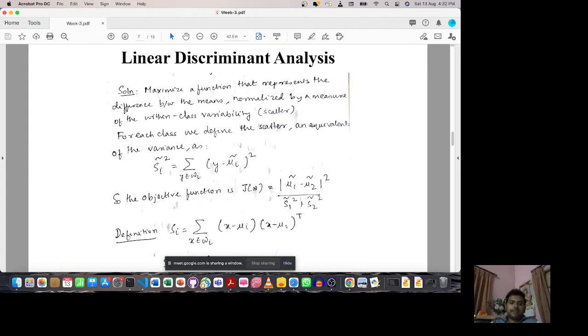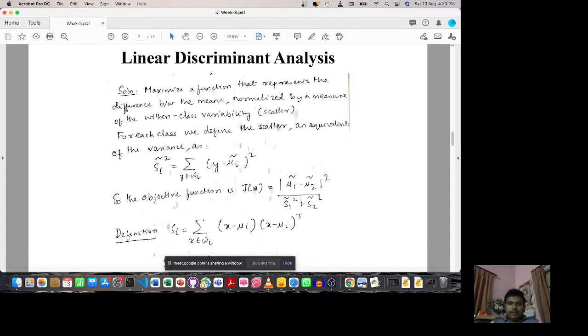It is just a definition like Si equal to the sum over x belonging to omega i, a particular class, of x minus mu i, which is an m dimensional vector, and again I multiply that with the transpose of that same vector, x minus mu i transpose. So, if x minus mu i is m cross 1, x minus mu i transpose is 1 cross m, and multiplying them together gives me an m cross m matrix. So, Si is an m cross m matrix, and it is also known as the covariance matrix, and it is only applicable when we are dealing with vectors.